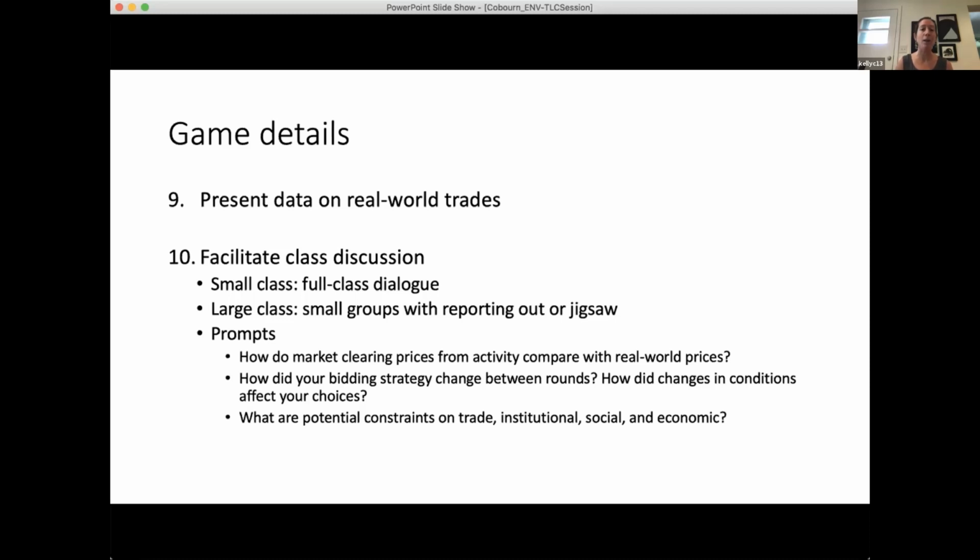I have them think about how their bidding strategy changed between rounds, both as they learned a little bit more about how to play the game and as conditions changed, and how those conditions might affect the prices that they would see from those trading activities. And then I have them think through a little bit more about the institutions in which this trading activity occurs. So how are there potential constraints on trades that arise from institutions and social and economic factors?